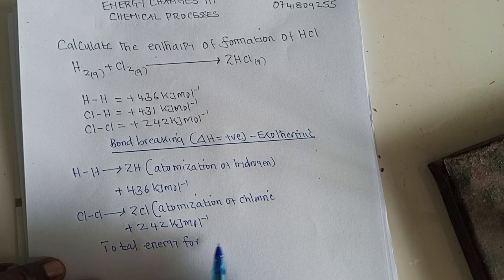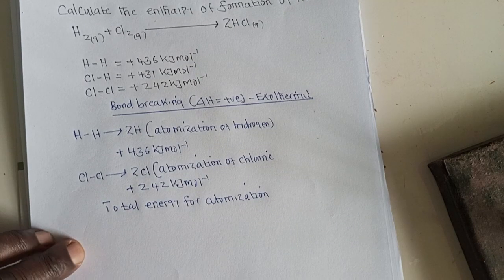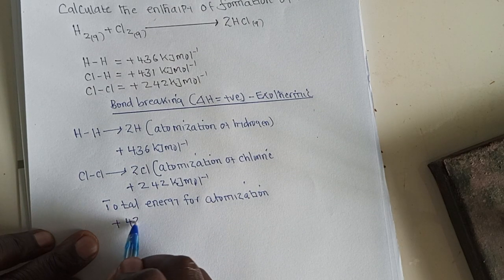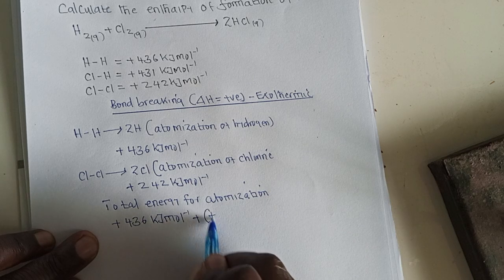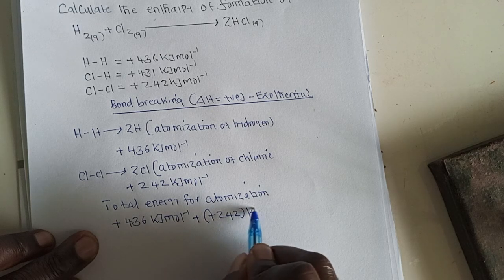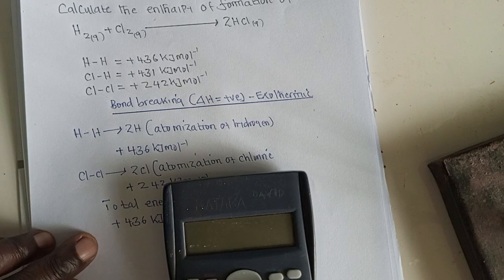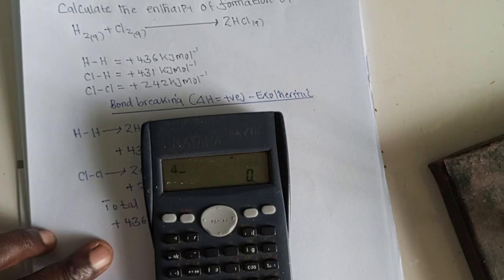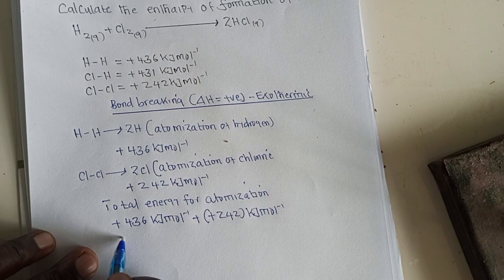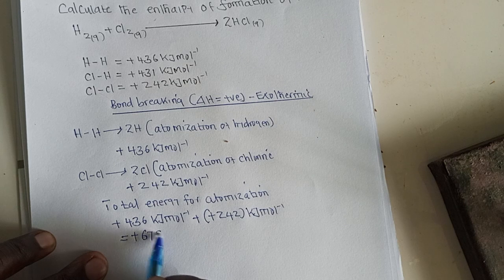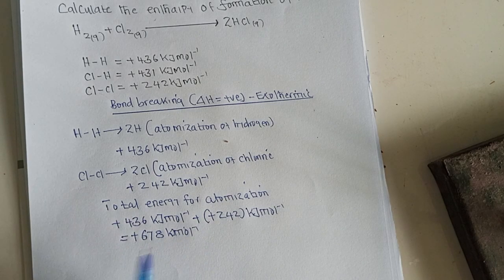Total energy for atomization, we have positive 436 kilojoules per mole plus positive 242 kilojoules per mole. So 436 plus 242, we have positive 678 kilojoules per mole. So this is the bond breaking.